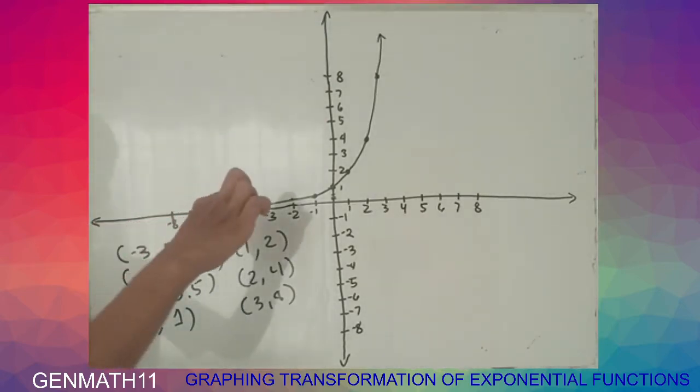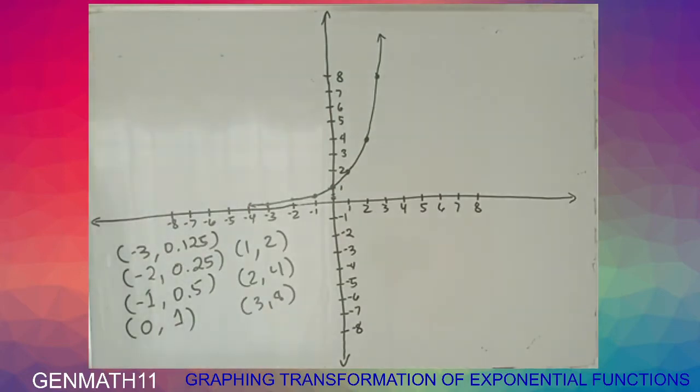Ito yung graph ni f of x is equals to 2 to the x power. Okay. So, nag-graph na natin yung y equals or f of x is equals to 2 to the x power. I-graph naman natin yung reflection niya. Kapag nag-graph tayo ng reflection, hindi solid line ang ginagamit, kundi broken line. Ginagamit lang yun sa reflection.